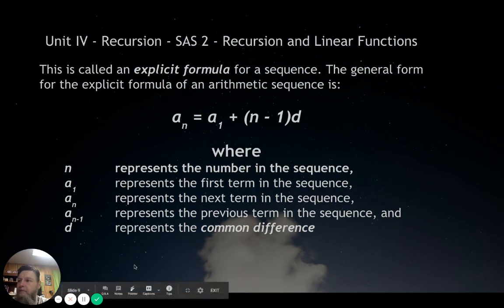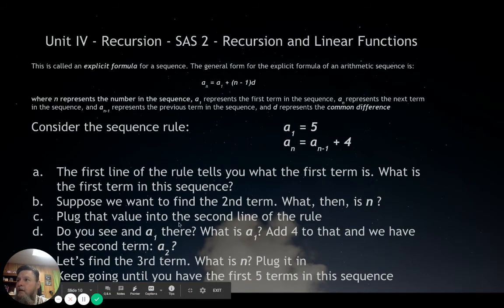Okay, so let's move on. Consider this sequence rule. A subscript 1 equals 5, but a subscript n equals a subscript n minus 1 plus 4. So the first line of the rule tells you what the first term is. What is the first term in the sequence? Well, that tells you right there. We're given that answer. The first term in the sequence is a subscript 1, or 5.